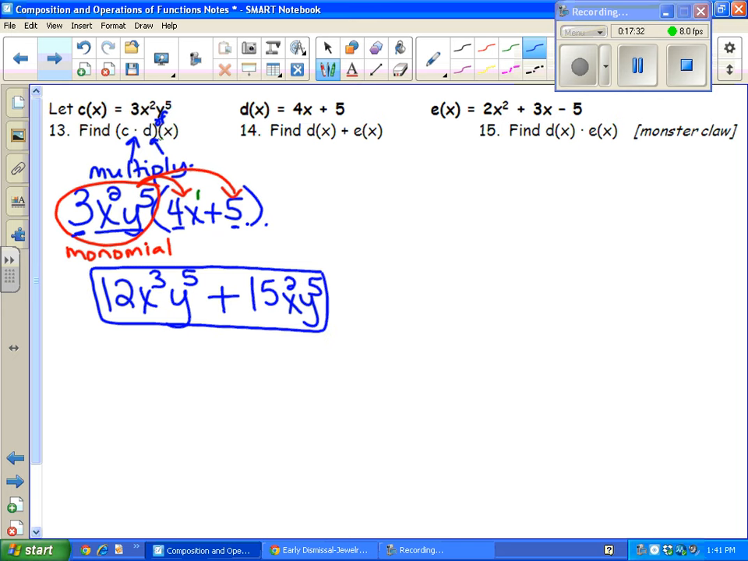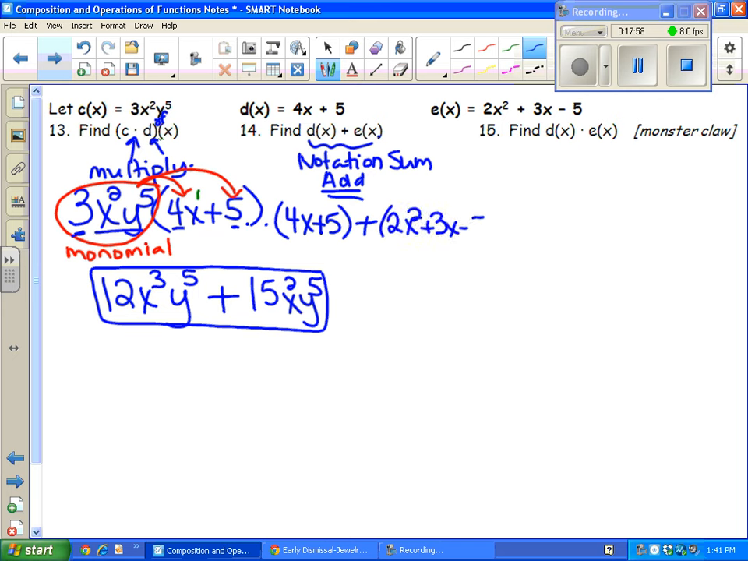Okay. Now we're going to add, and I want you to notice that this is actually written differently. It's a little bit different notation, but it's still a notation that means what? Do a sum or do what? Add. So I'm going to take the d function and add it to the e function. So the d function is 4x plus 5. Add that to the e function, which is 2x squared plus 3x minus 5.